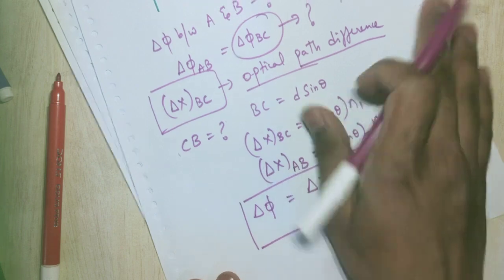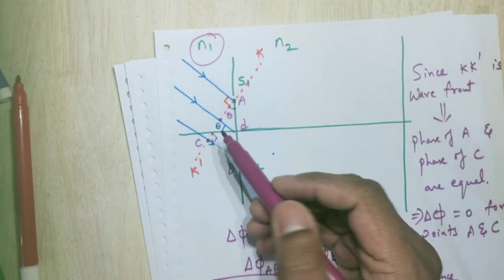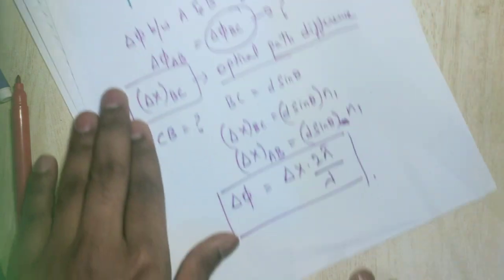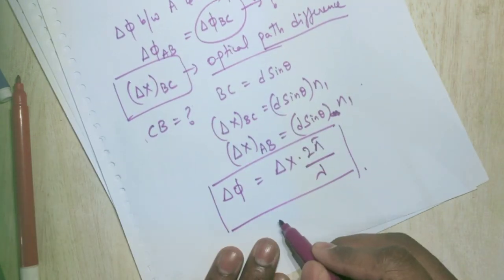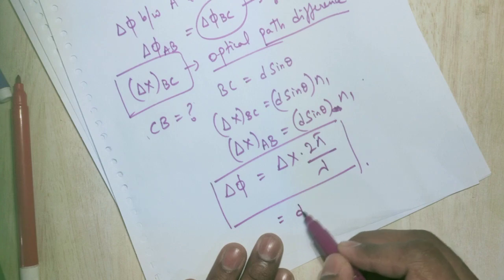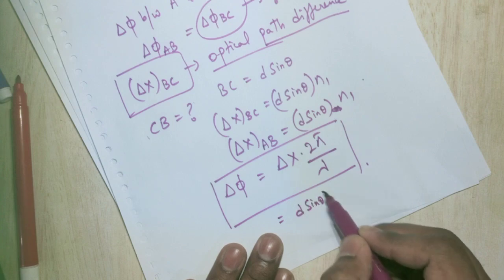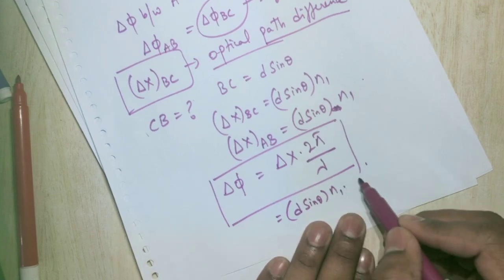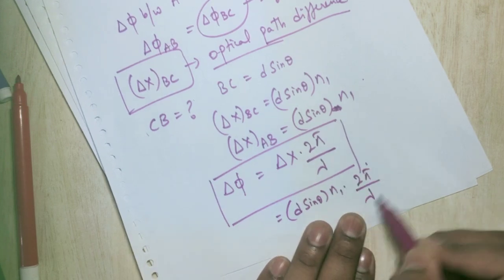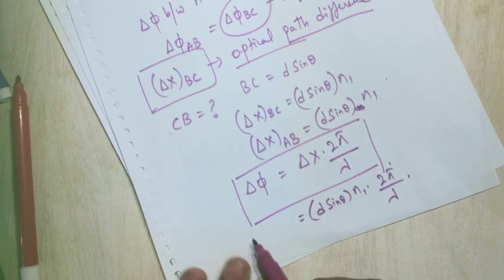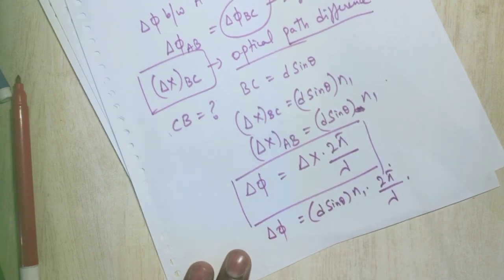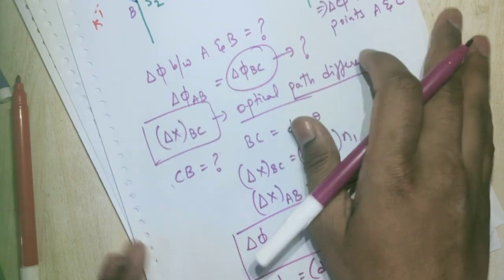So we already know the path difference between A and B. Path difference between A and B means the path difference between the light that is entering from slit A and slit B. So this I can write as d sin theta into n1 into 2 pi by lambda. This is delta phi.